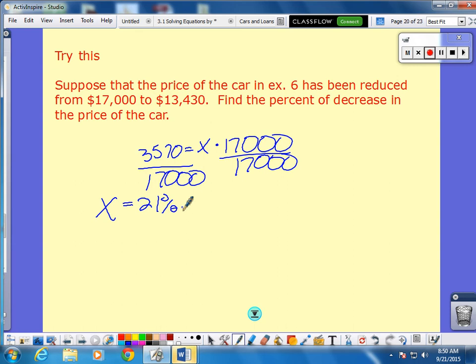All right, 0.21 or 21%. Any questions at all?